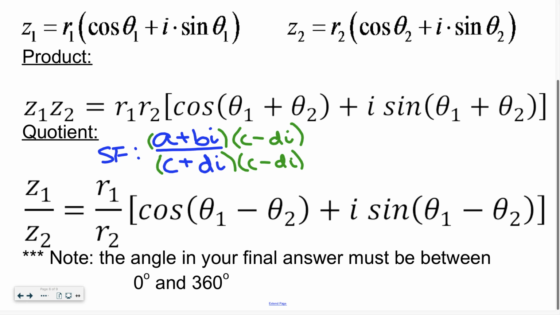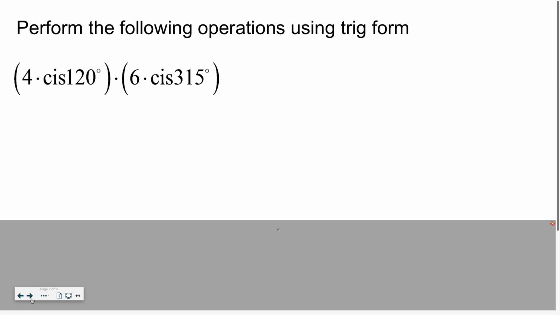Okay. Are you ready for 2 examples? Okay, write it down.